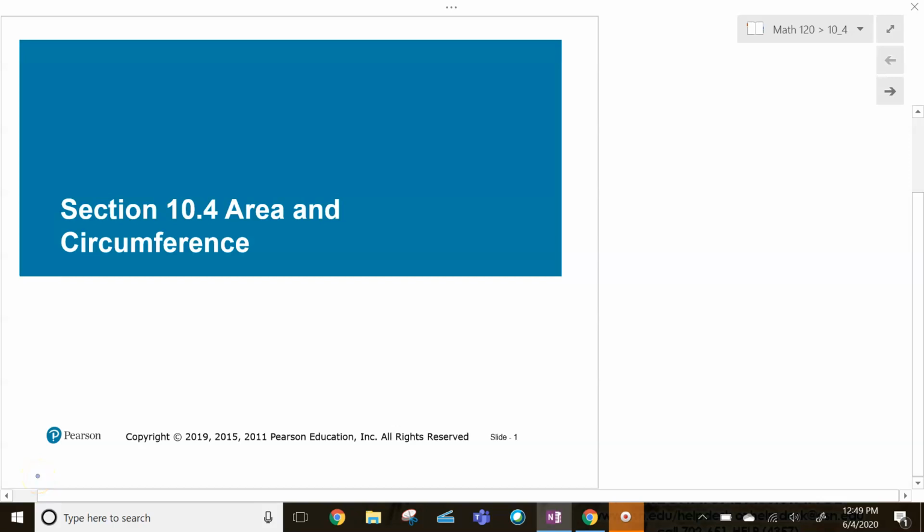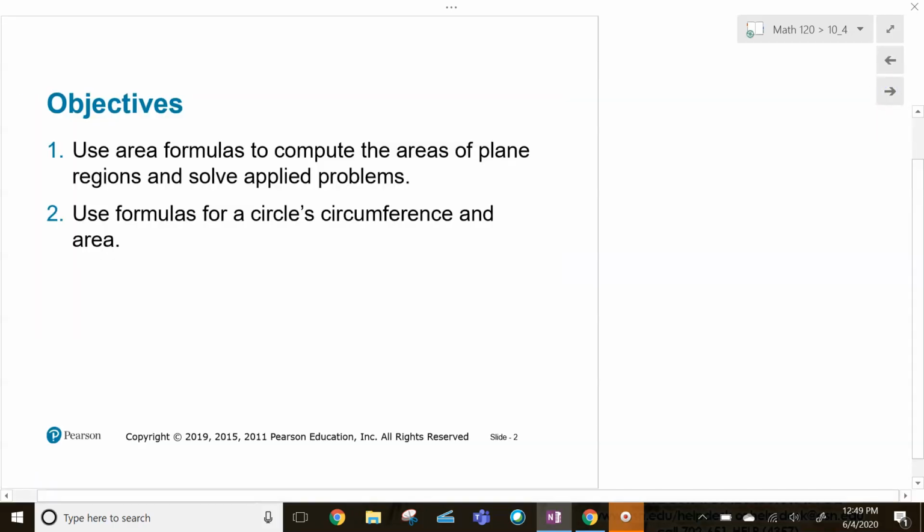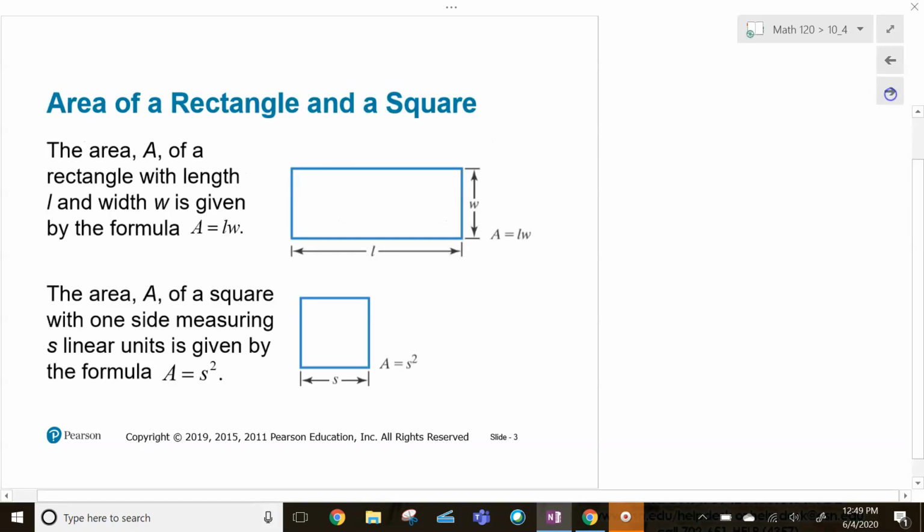Hey, welcome back to your favorite fundamentals college math class. We're going to take a look at area and circumference today, this geometry section. Let's start out using some area formulas.